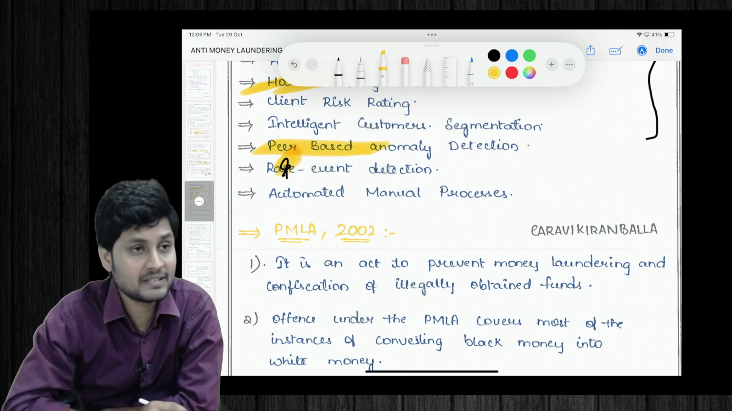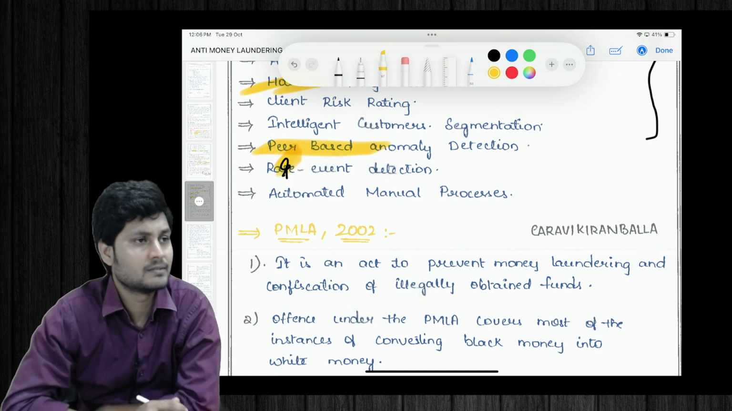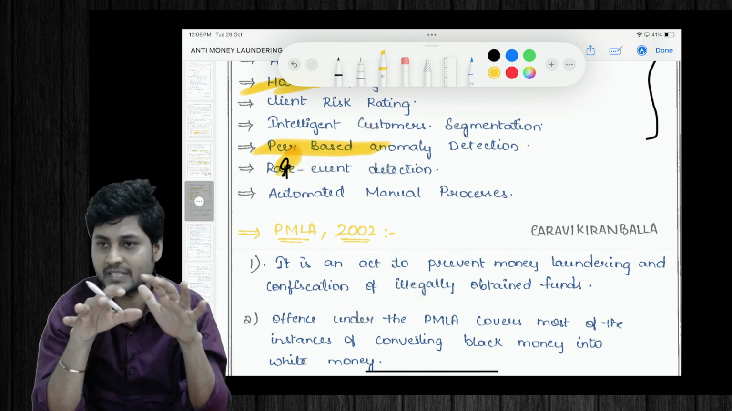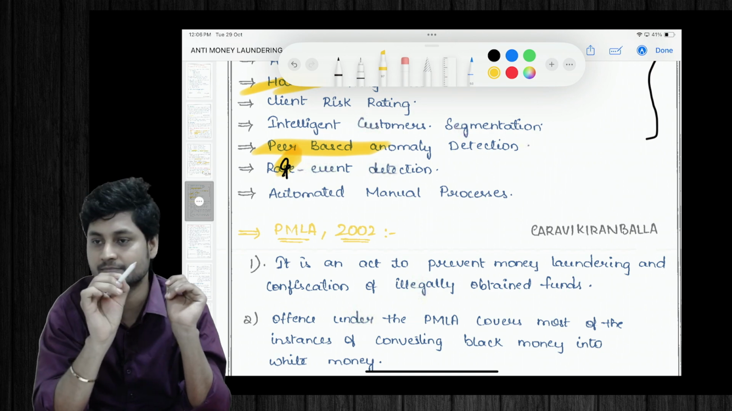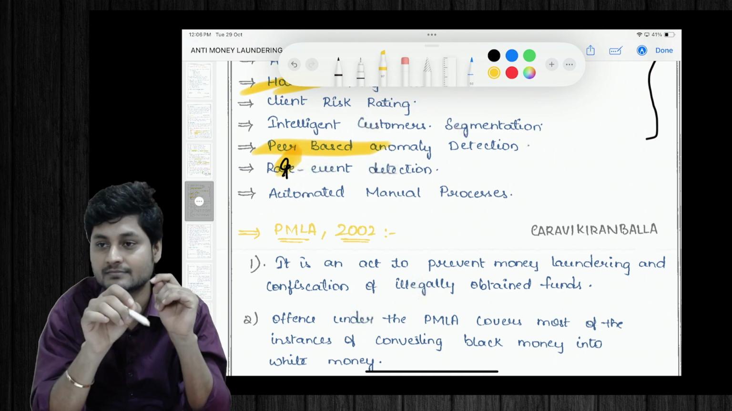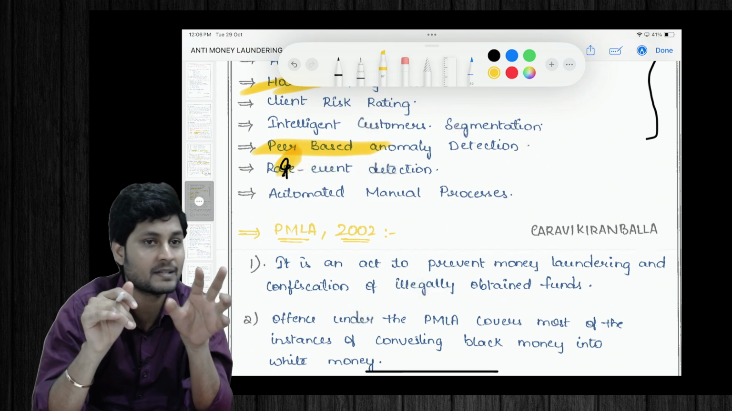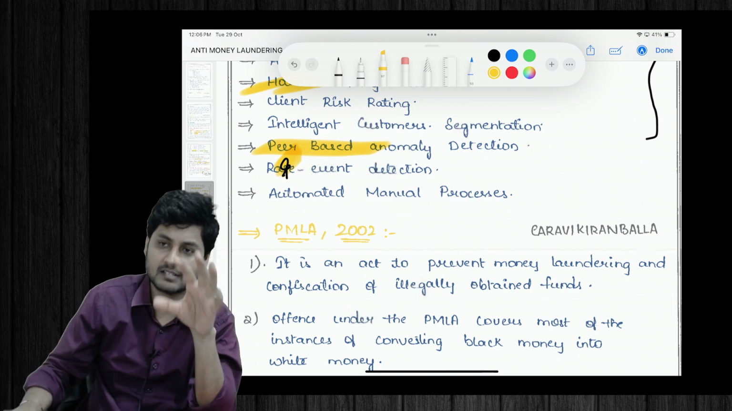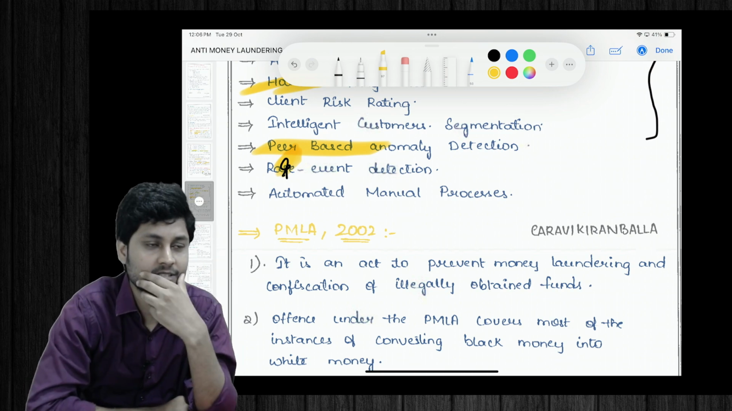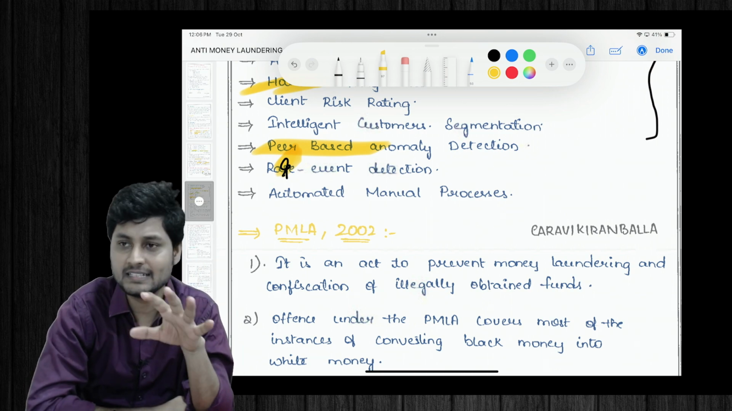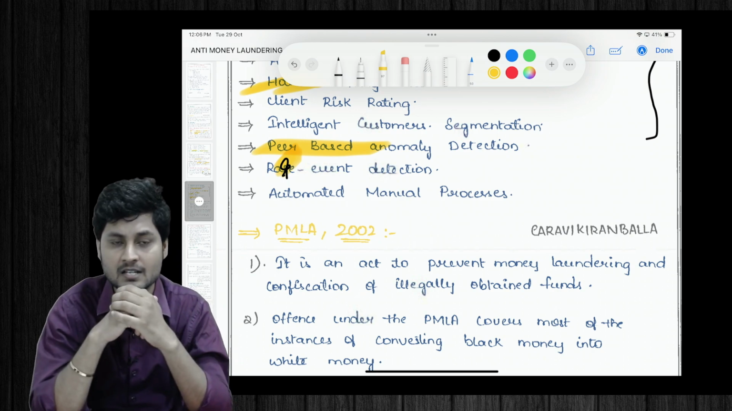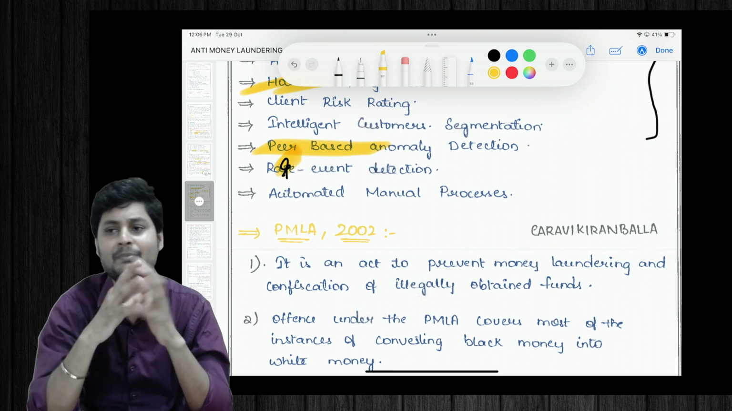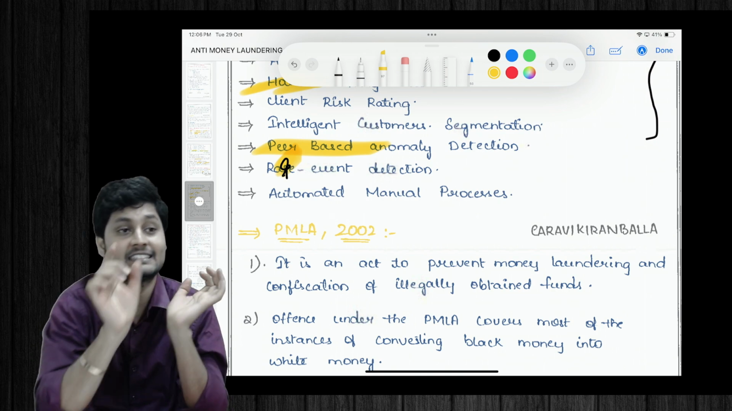So peer-based anomaly detection, what is a peer? Peer means equal ranking. All of you are peers, because all of you are writing the CMA Final. So there is a client of a bank. All the transactions are happening in the range of 1 lakh rupees. All of a sudden, one transaction happened at 60 lakhs. This is called an anomaly.